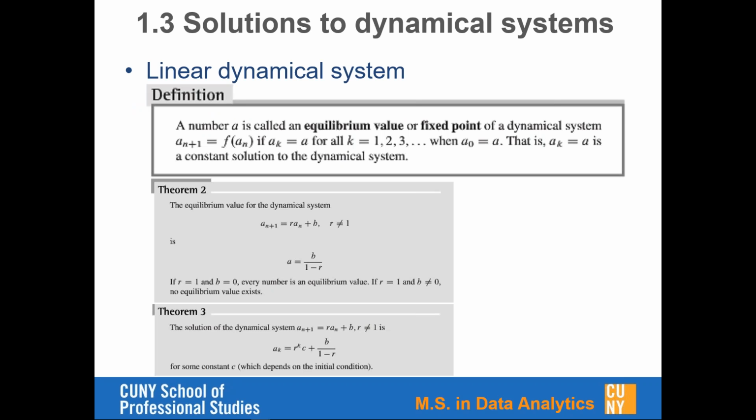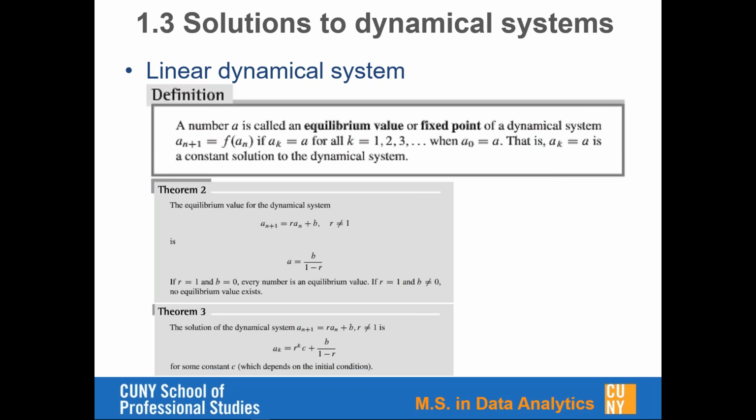And then for this type of linear dynamical system, how can we find the equilibrium value or the fixed point of the dynamic system? The solution is really for this particular theorem too. If you look at this particular dynamic system, a sub n plus 1 equal to r times a sub n plus b, the equilibrium point or fixed point is really that a equal to b divided by 1 minus r.